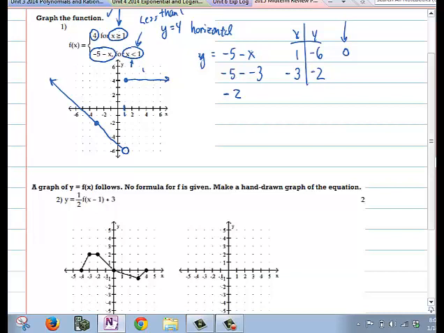And be sure to label these parts, like label that to be y equals 4, and label this to be y equals -5 minus x. Remember to leave that open.